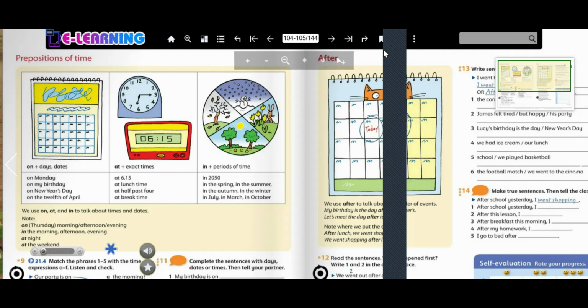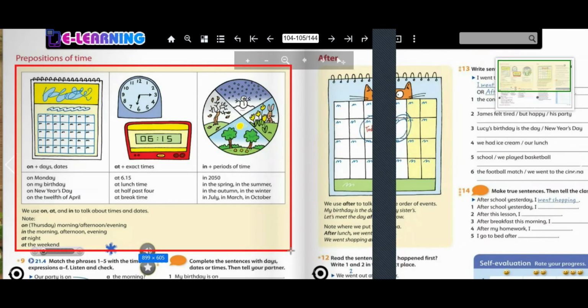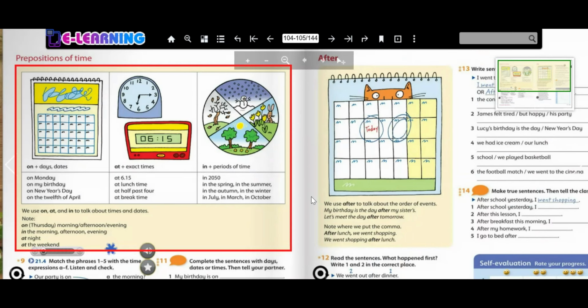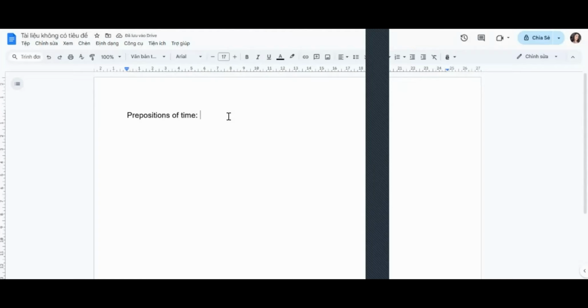All right, so we have the next part, prepositions of time, right? We learned prepositions of place. Now we learn prepositions of time. So please read the orange box and then answer my questions, okay? You can pause the video to read. All right, so what are some prepositions of time?